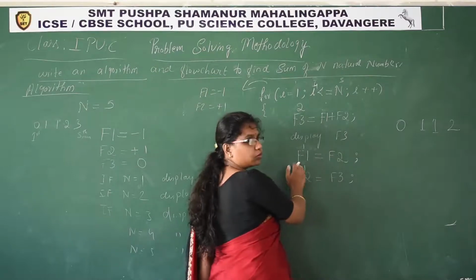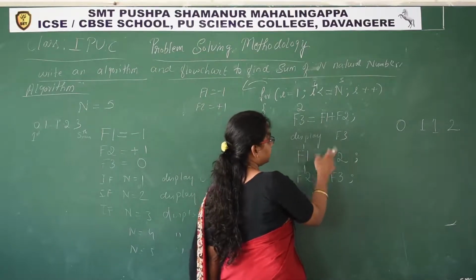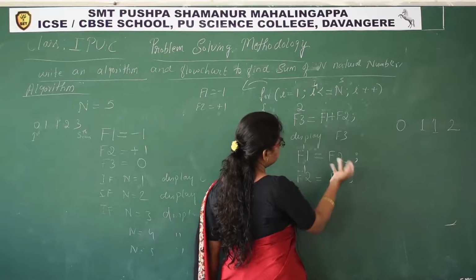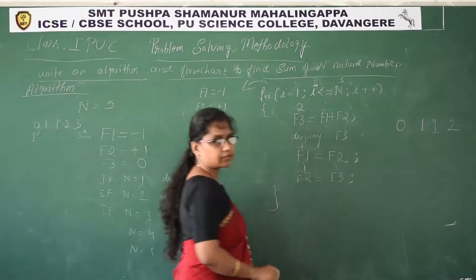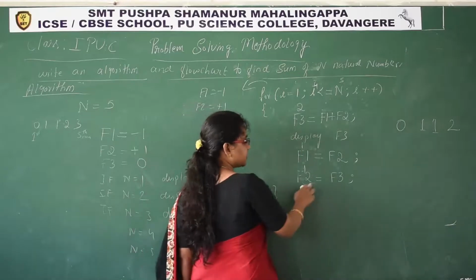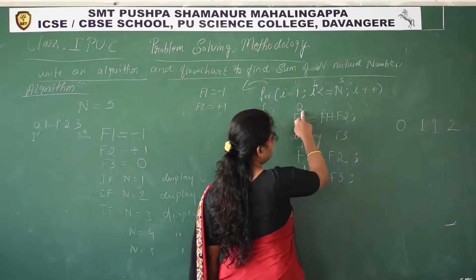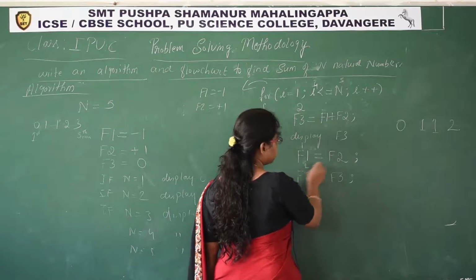Copy, not move. Copy to S1. F1. What is there in the F2? 1 is there. That 1 will be stored here. Now F2 is equal to F3. What is there in the F3? 2 is there. Now F2 becomes 2.